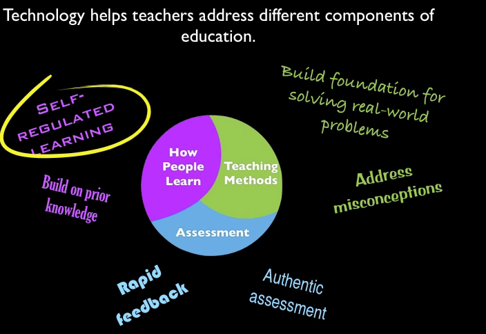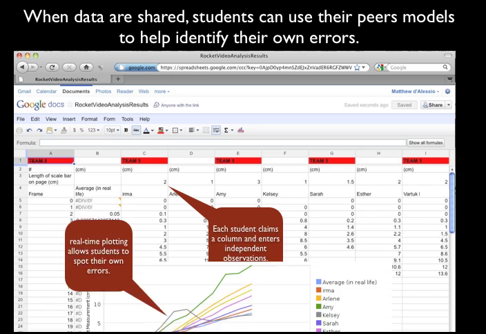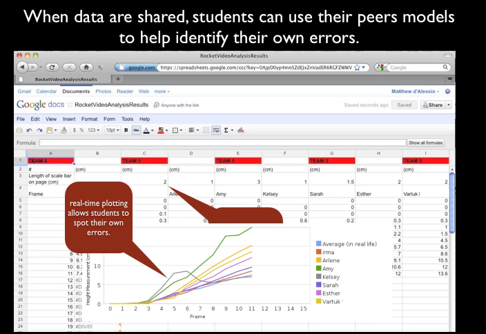And I'm going to give you some quick examples about how we can use technology to fill in some gaps in our traditional educational model. One of those is with critical thinking. We'd like our students to be able to know when they get answers wrong, to be able to check their own work. And one of the ways to do that is to give them models of how other people are doing things. And hopefully they can start spotting their own errors.